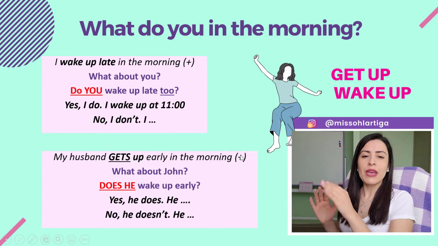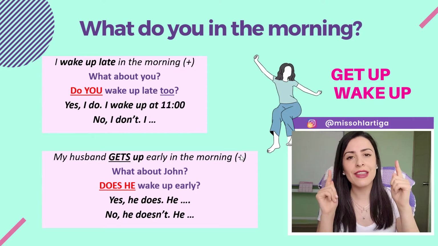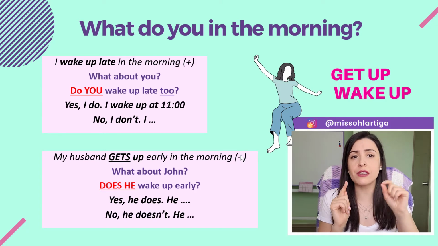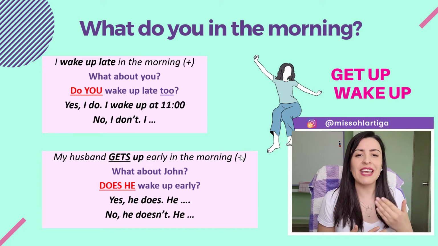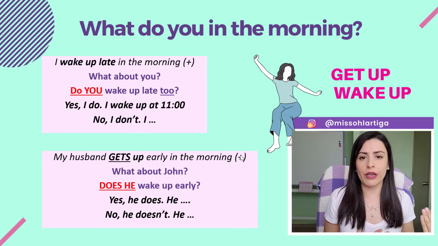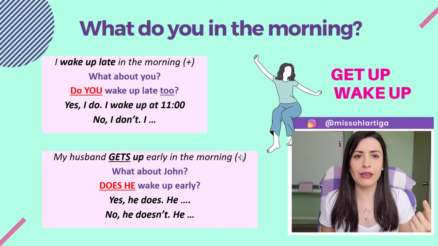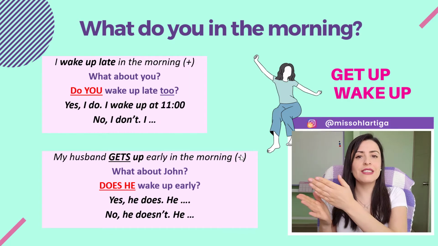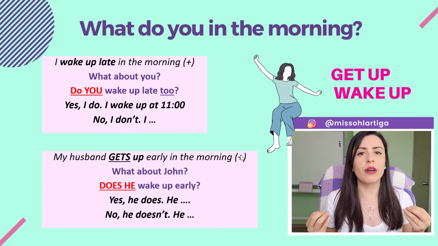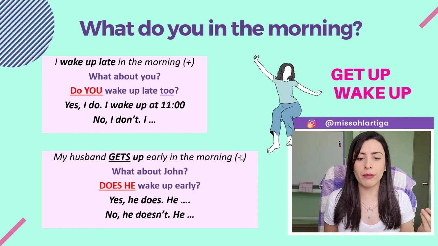What else? So, if you change into the third person, remember that you have to add the S at the end of the verb. For example, if I want to talk about my husband, I can say my husband gets up early in the morning, okay? So, early is like the opposite of late, okay? So late, tarde, and early means temprano, right? What about you? Does he? And then we use the interrogative sentence, okay? Does he wake up early?